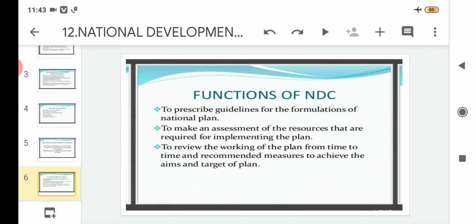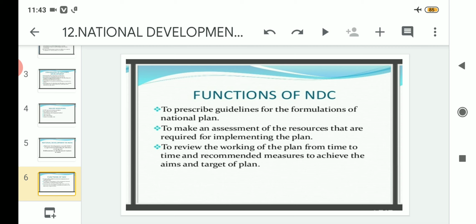Now the number two function of NDC is to make an assessment of the resources that are required for implementing the plan. So once they have prescribed the guidelines for the formulation of the national plan, after that they will make an assessment.